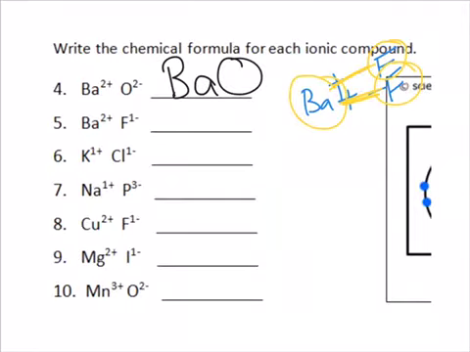So my formula reflects how many ions are in that crystal. Potassium chloride. You try that one. We've got a positive 1 and a negative 1.